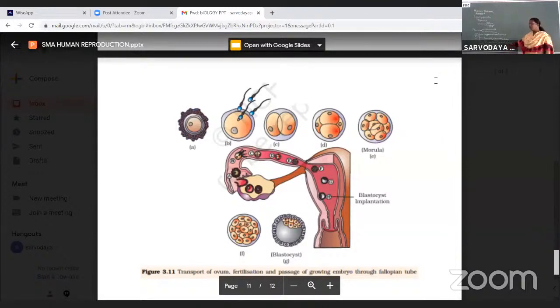Okay, now let us take the last function. Placenta secretes hormones. What are the hormones it is going to produce? Now let us look into the hormones produced by the placenta. What are the hormones? Number 1, it's called HCG. Second, you call it HPL. Third one, estrogen. The fourth one, progesterone.